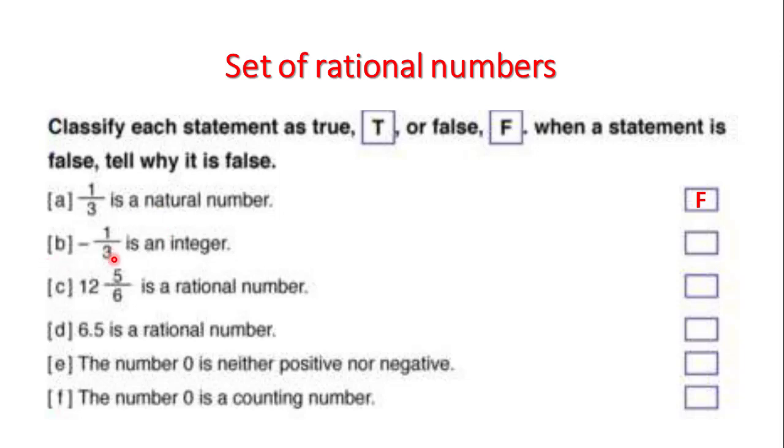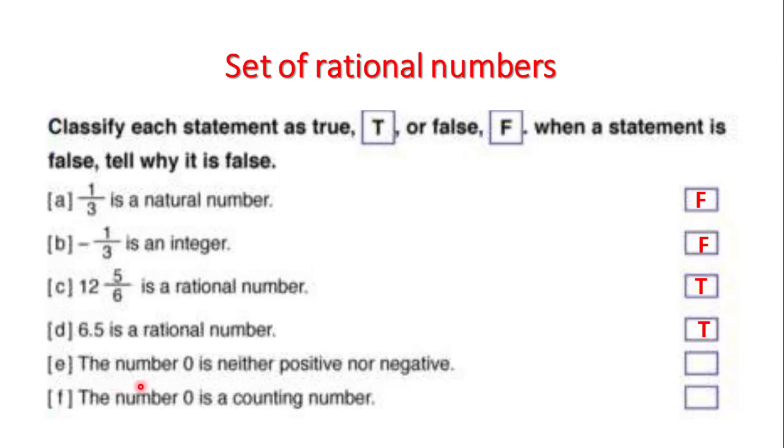B, negative 1 over 3 is an integer. Also, this statement is wrong, because negative 1 over 3 is not a whole number, so also false. 12 and 5 over 6 is a rational number. Yes, of course, that's right, true. 6.5 is a rational number. We said before, yes, we can write a rational number as a decimal.